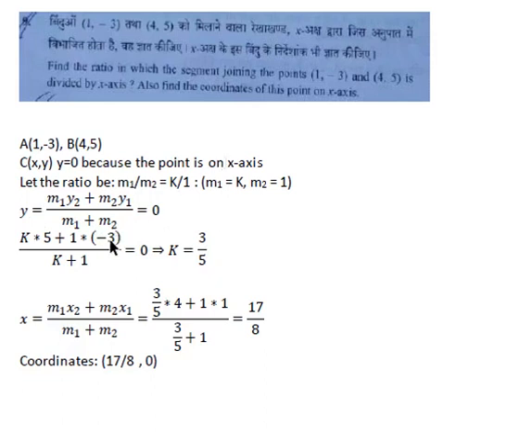So we input the values of m1, m2 and the coordinates y1 and y2. We get k equals 3 by 5. Now we just input this value into the x formula to get the x coordinate, and we get the x coordinate from this calculation to be 17 by 8.